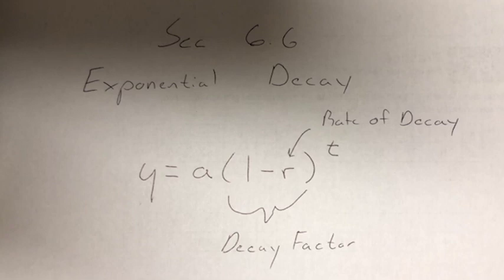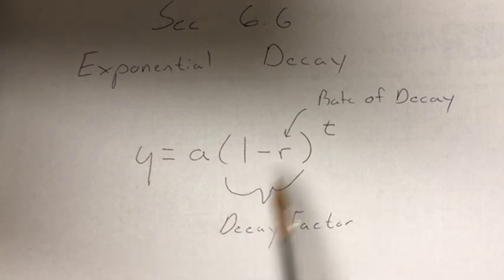Section 6.6, and this one we're going to be talking about exponential decay. And this one's pretty straightforward. If you understand what growth is, decay is literally the opposite. So instead of being multiplied by a growth factor, we're actually going to be multiplied by a decay factor.